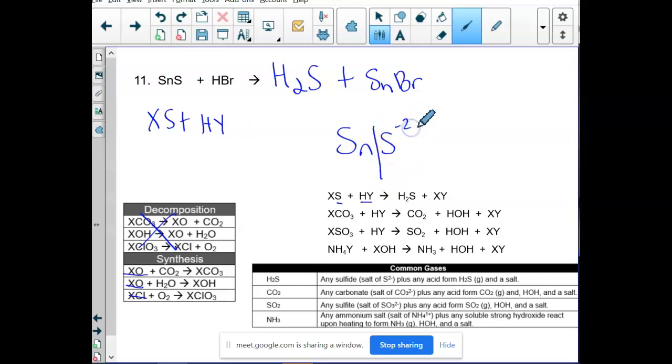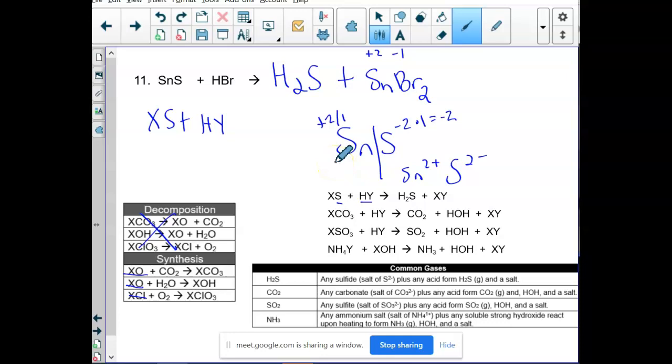Sulfur is a -2, and there's only one of them, so that's -2. Tin then has to be a +2 to start, divided by 1, because there's only one. So I know this stays as Sn2+. This is what it actually would be, right? Sn2+, I'd crisscross and reduce. That's just kind of thinking through that piece. So then this is a +2 and a -1. So I'm going to put a 2 after my Br.